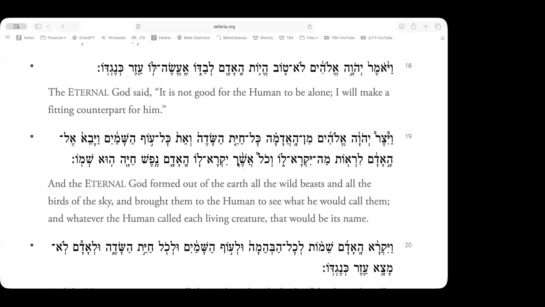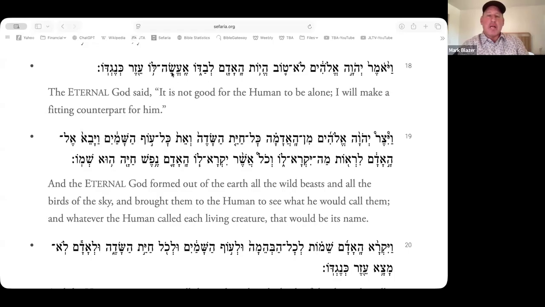It says, it is not good for the human to be alone. I will make for him an ezer kenegdo. Keep in mind that Hebrew phrase, which is fitting counterpart for him, when we get to Eve. Eve is that fitting counterpart. So the rest of the animals were created to see if one of them would be a good companion or counterpart, if you will, for Ha'adam. That's what it says.